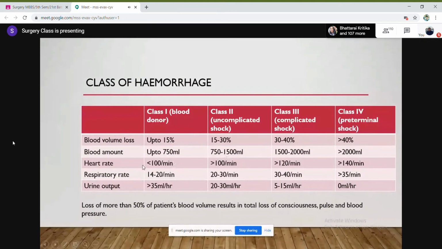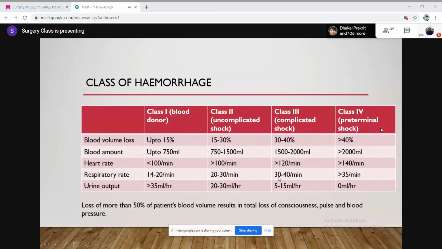Now, surprisingly, if you look at the clinical features, the heart rate is below 100 per minute in class 1, which is absolutely normal. In class 2, it is more than 100 per minute. Slightly, there is tachycardia, but you're not worried. In class 3, it's more than 120 per minute. You begin to worry a little bit because the heart rate is going more than 120. And in class 4, you're very, very worried because the heart rate is now more than 140 per minute. That is pretty high for an adult. In a fetus or a newborn, that would be a normal heart rate, but in an adult, a heart rate of 140 per minute is very, very alarming.